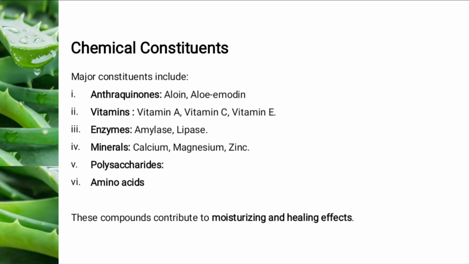It consists of enzymes such as amylase and lipase. Then it also includes minerals such as calcium, magnesium and zinc. Apart from that, it includes polysaccharides which help in skin hydration, and essential amino acids. These compounds together give aloe its moisturizing, healing, antioxidant and antimicrobial properties.